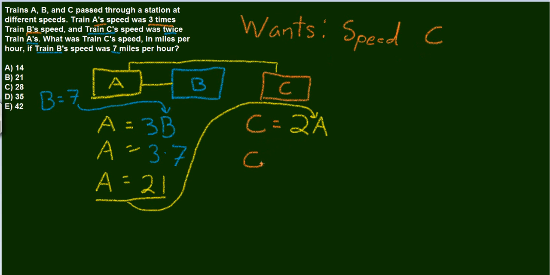So C should be equal to 2 times 21, right? A is equal to 21, just plug it right in. Plug and chug. 2 times 21, you can use your calculator, you can use your head, is going to be equal to 42. So in the end, we did find the speed of C. We found it to be equal to 42. I really hope that's one of the answers, and it is. That is answer E. So the answer to this problem is E. All right, and that's all we have time for. Thank you very much.